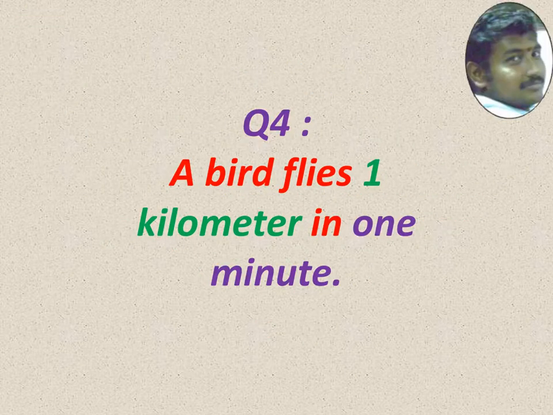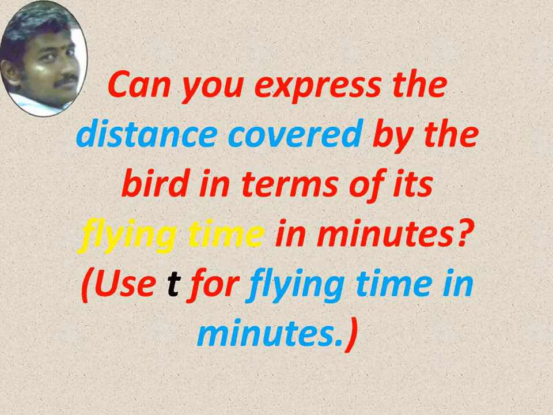A bird flies 1 kilometer in 1 minute. That means the bird covers the distance of 1 kilometer in 1 minute. The bird flies 2 minutes means it covers 2 kilometers. If the bird flies 5 minutes means it covers 5 kilometers. This is the meaning. Can you express the distance covered by the bird in terms of its flying time in minutes? Here we can use flying time in minutes as a variable t. Use t for flying time in minutes.